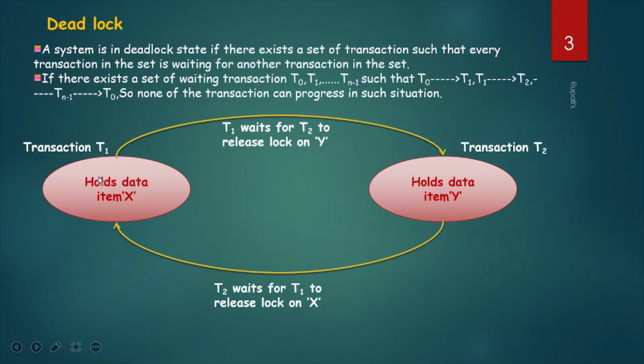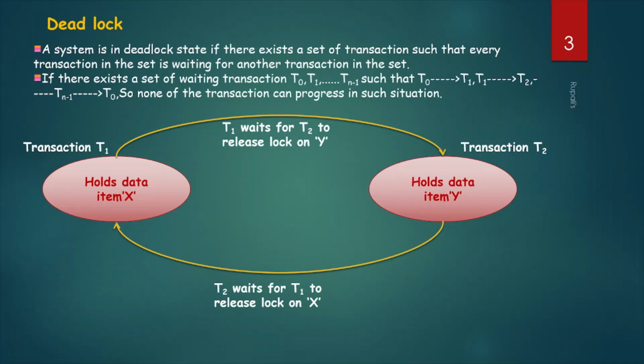So, in our system, there are two transactions. One is transaction T1, another is transaction T2. Now, transaction T1 holds data item X and also T1 waits for T2 to release lock on Y. But transaction T2 holds data item Y and T2 waits for T1 to release lock on X. Now, this is the situation of deadlock.